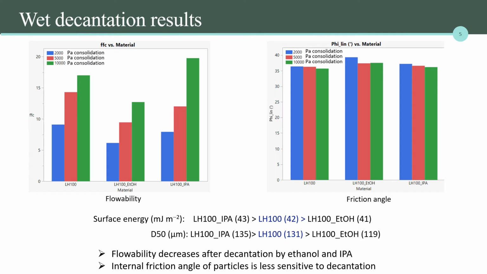We then carried out shear cell tests for the decanted powders. We find that the flowability decreases after decantation, and the internal friction angle of particles is less sensitive to decantation.